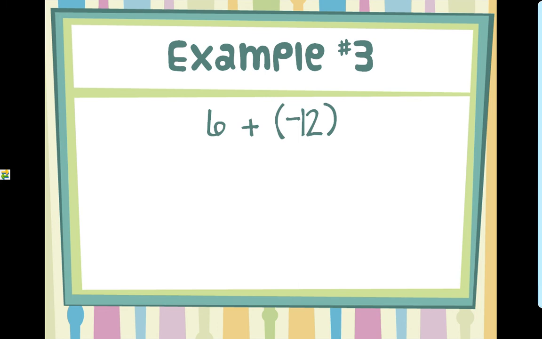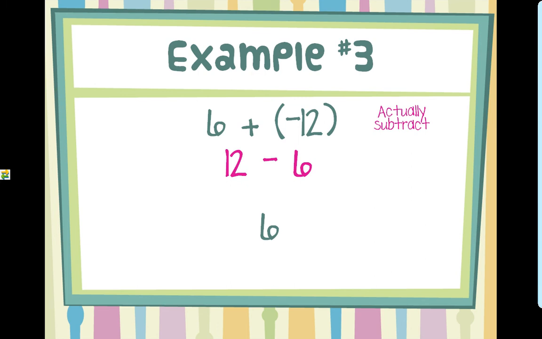Example number 3. This is where you have the opposite signs. You have a positive number plus a negative number. These are not the same signs, so it's going to be different signs, subtract. So what you're going to do is pretend there are no signs there, and you're going to subtract. You're going to say, okay, well 12 minus 6. And that's going to give us 6.